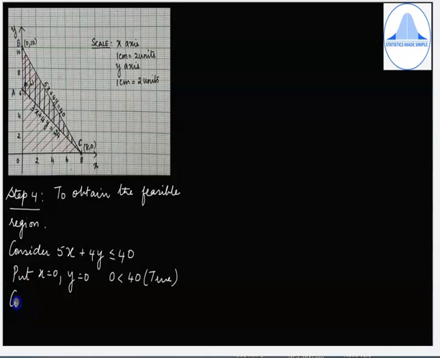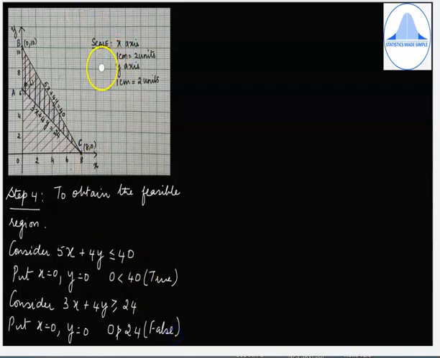Similarly, take the second inequality, that is 3x plus 4y greater than or equal to 24. Again put x equal to 0, y equal to 0 in this inequality. So on the left hand side you'll get 0. On the right hand side we have 24. Check whether 0 is greater than 24. So 0 is not greater than 24, and then you write false.